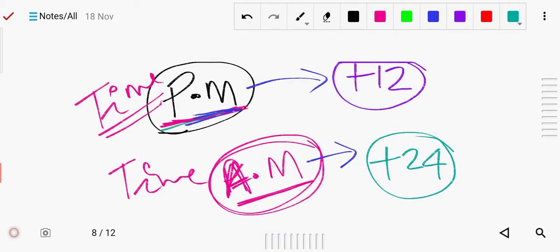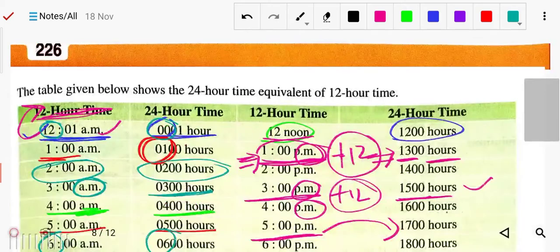When we solve these questions, we will use these concepts also. When converting p.m., just add plus 12, and if the time is given in a.m., just add plus 24. Keep this in your mind, and when you use it you will understand it better. Now let's see these questions.